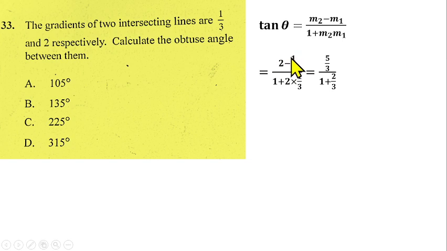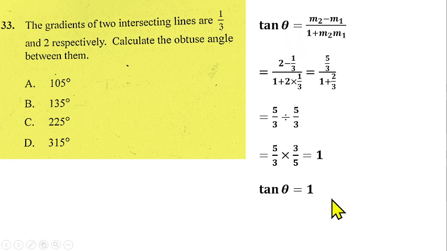If you find the LCM of this, you have 5 over 3 on top, and also 2 times 1 over 3 gives us 2 over 3, so you have 1 plus 2 over 3. From there we have 5 over 3 divided by, if you find the LCM of this as well, 5 over 3 as well. Change this to times, 5 over 3 times 3 over 5, that gives us 1. So that means you have tan theta equals 1. To find our theta, that will be tan inverse of 1.